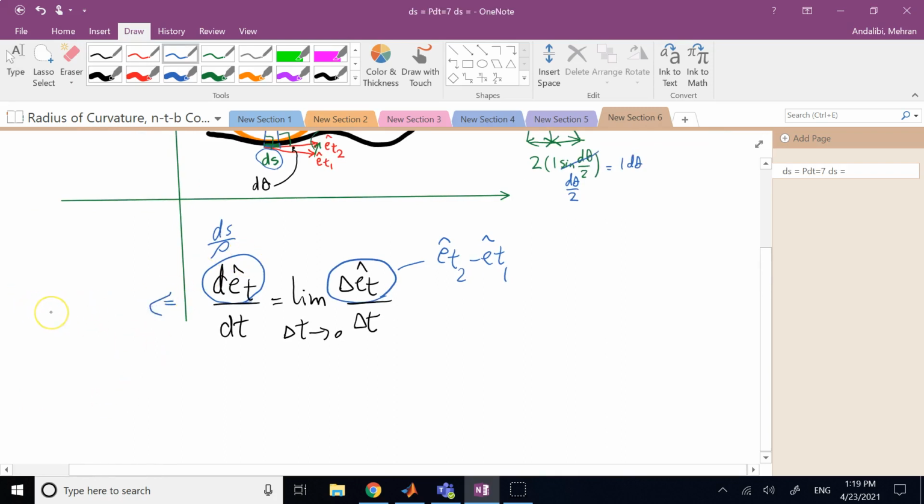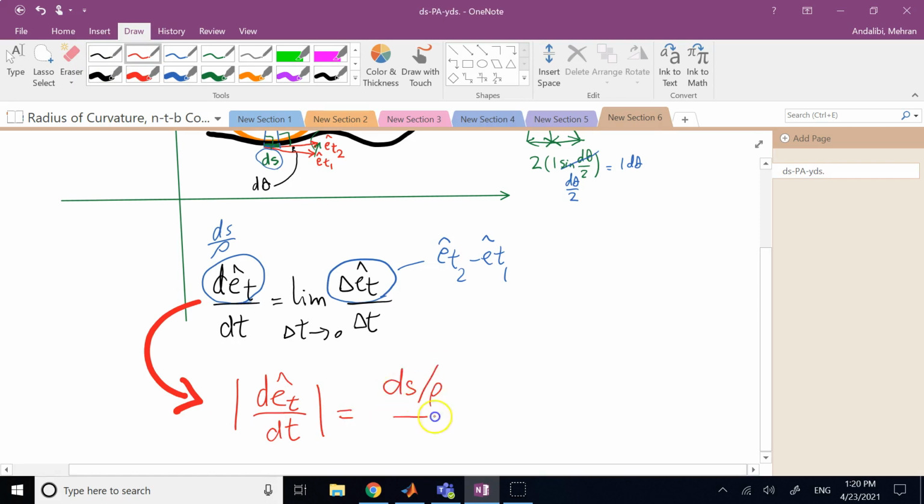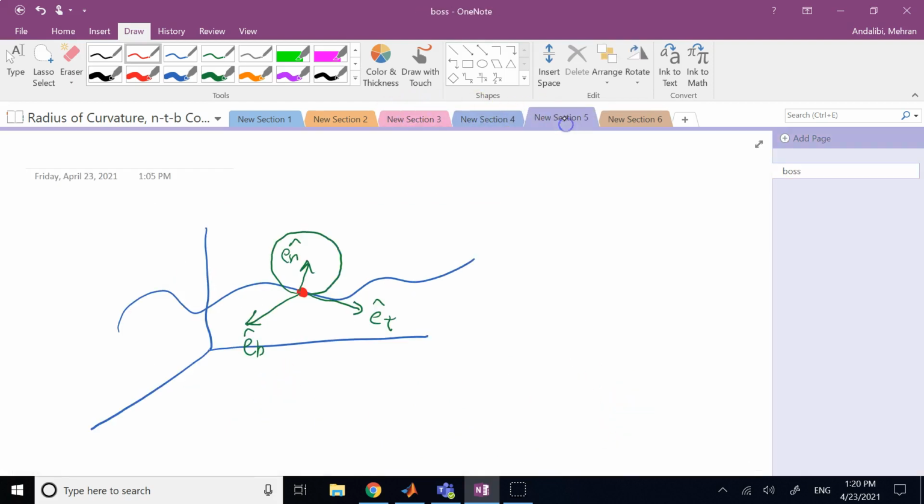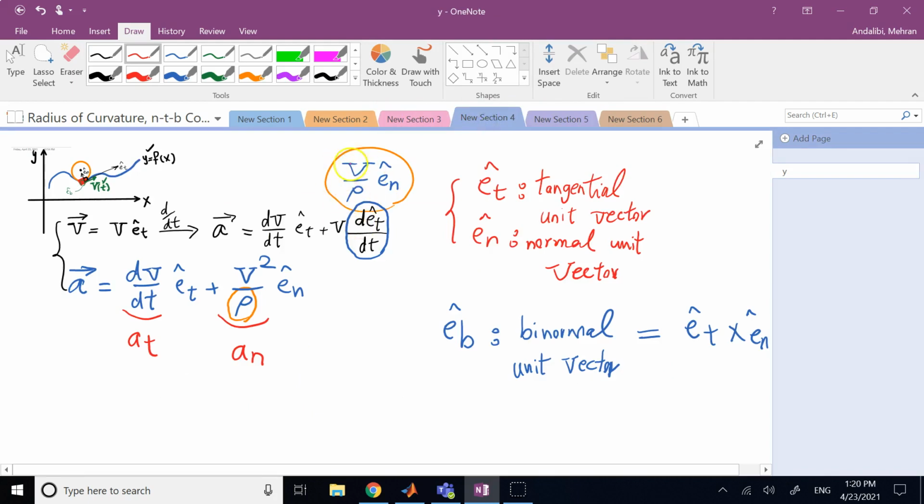Magnitude of it will be what? Let me write the magnitude down here. So the magnitude of it is going to be ds over rho over dt. And you can bring rho out. It's going to be 1 over rho ds over dt. And the definition of ds over dt is, of course, v, the speed. So there's going to be v over rho. So far I showed you that the magnitude of this vector is actually v over rho, what I claimed here, that the magnitude of it is v over rho.